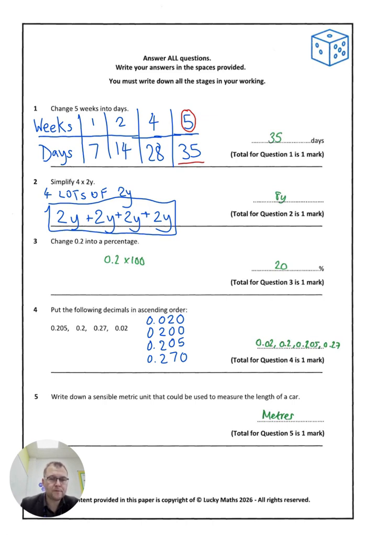Question 4, ordering decimals. If you make them all the same length, it's a lot easier to organize them. A very common mistake or misconception is the more decimal places, the larger the number, which unfortunately is not the case.